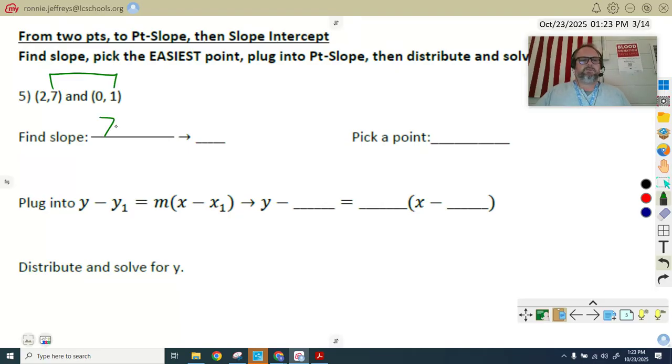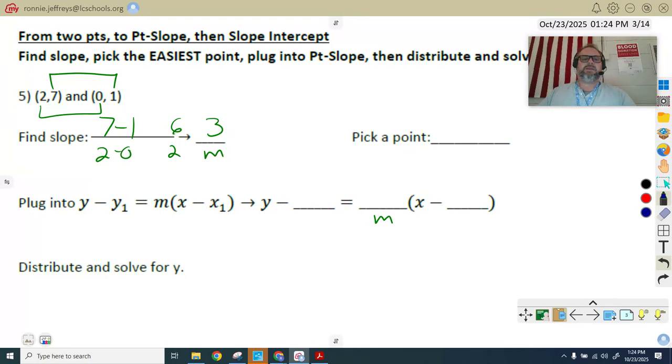Find slope. Okay. So 7. This is 6. 2 minus 0, which is 2. All right. 6 divided by 2 is 3. This is our m. Remember. And if we look down here into this formula that we're going to plug into, this m goes here.